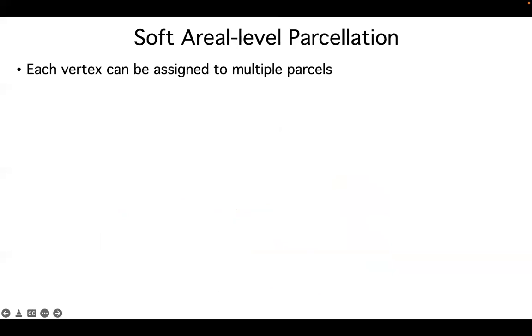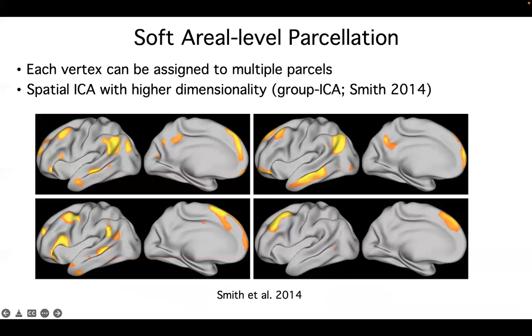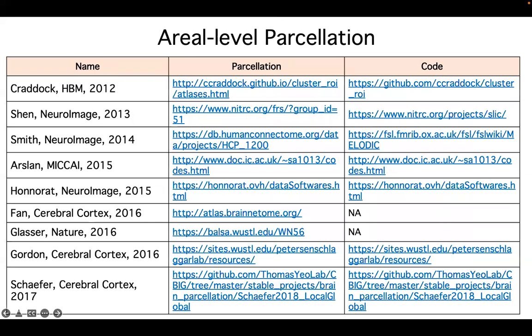And now let's look at soft parcellation approaches, where each vertex can be assigned into multiple parcels. The most common way to achieve this is by performing the spatial ICA with a higher dimensionality. So here are 4 distinct spatial maps corresponding to the default network when performing spatial ICA with 300 dimensions. This table shows several area-level parcellation approaches that are publicly available.